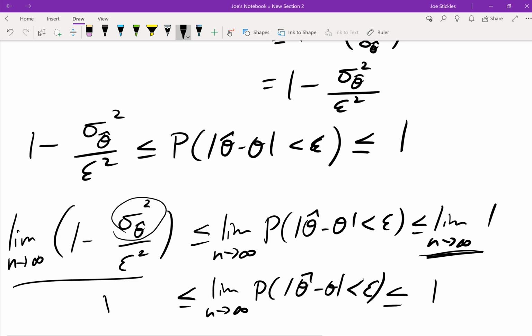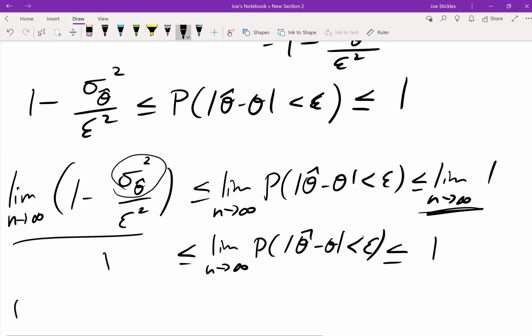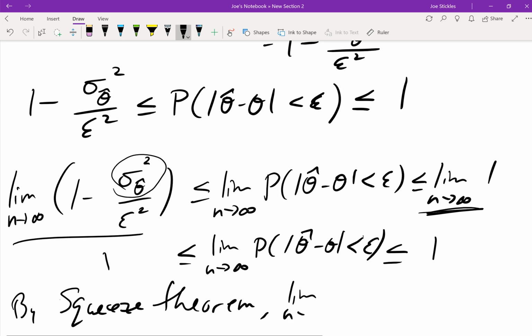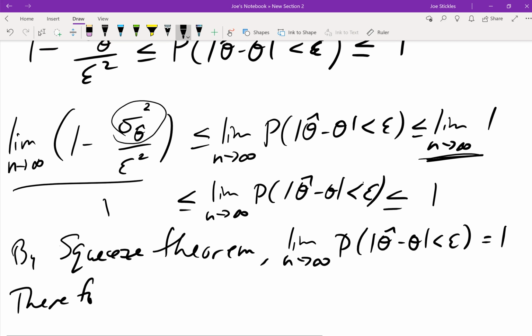And what theorem am I using from Calc 1 right now? Squeeze theorem, right? I'm squeezing it in between two limits. The limit in the middle has to be between the two other limits, and they're both 1. So therefore, by the squeeze theorem, the limit as n goes to infinity of this has to be 1. Therefore, theta hat is consistent.